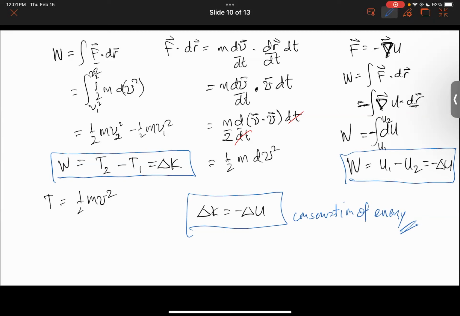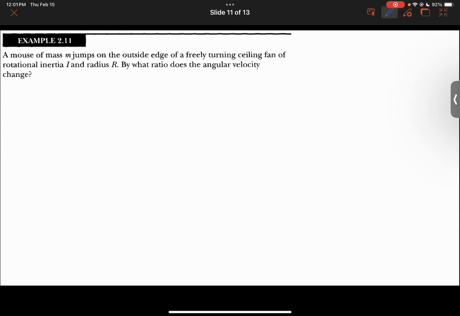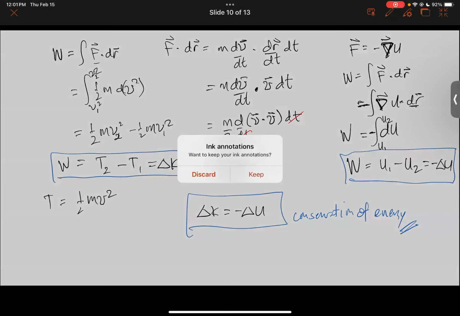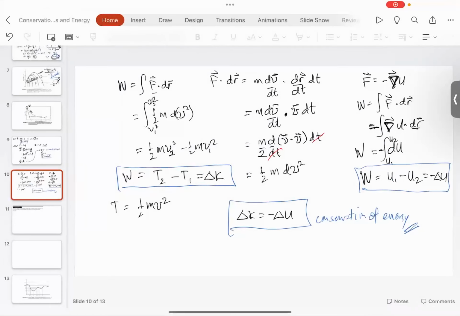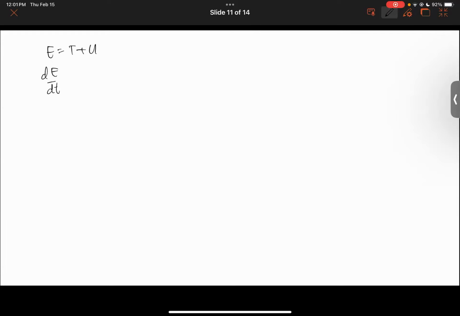We can further derive na conserved nga yung energy if we consider na yung total mechanical energy is just the sum of the kinetic and the potential, by definition. So kunin natin yung derivative with respect to time ng total energy. So we take the derivative with respect to time ng kinetic energy and derivative with respect to time ng potential energy. What do we get?